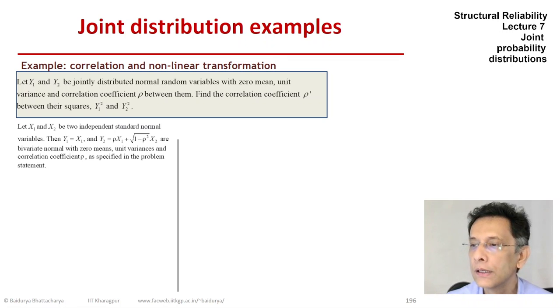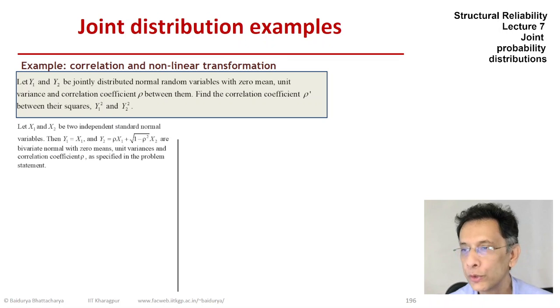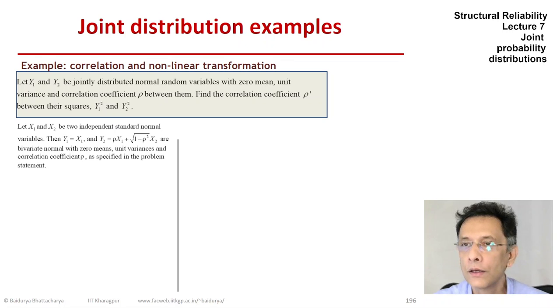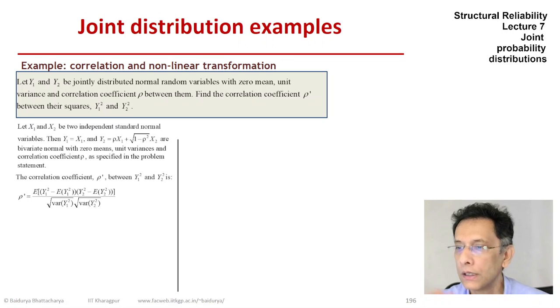And what would be the correlation coefficient between y1 and y2? We need to find the covariance, so that would be E of y1 times y2. That turns out to be just rho. From that we subtract the product of the means, which is 0, and we divide that by the individual standard deviations, each of which is 1. So it does check out.